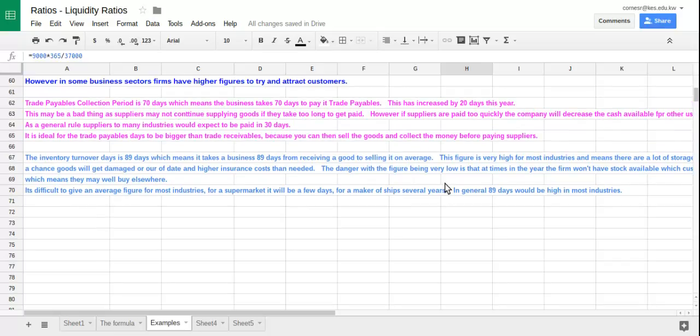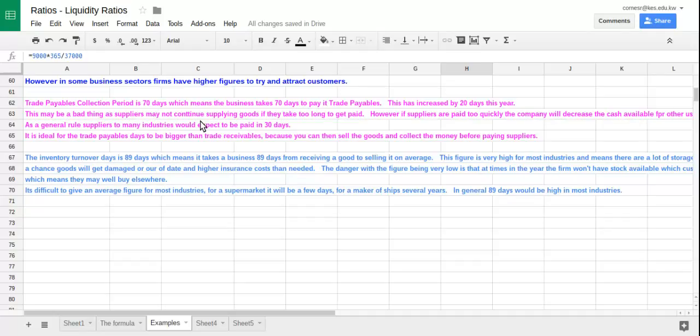And trade payable collection period. Generally we'd like that to be a relatively long time, because what we want to do is to be able to collect the money off our customers first before we have to pay our suppliers. Certainly here it's increased by 20 days, but 70 days, to be honest, is probably a little bit on the long side. And in this case, it's probably actually a bit of a bad thing, because the suppliers won't be happy to have to wait 70 days to get their money back. What they may do is start to actually refuse to supply this business with goods.